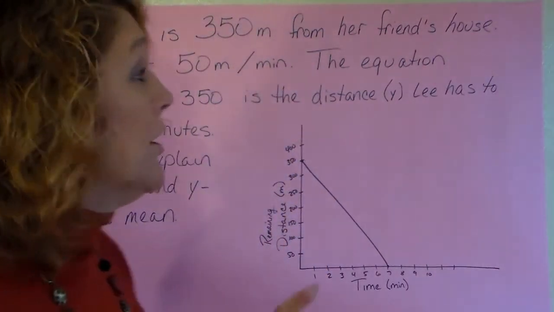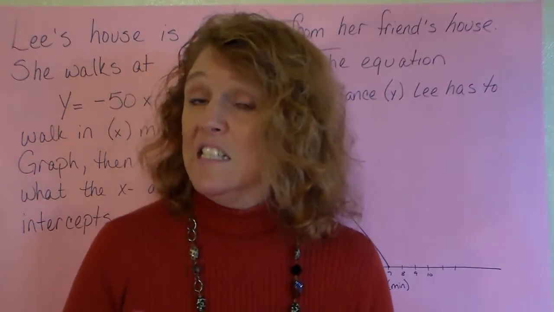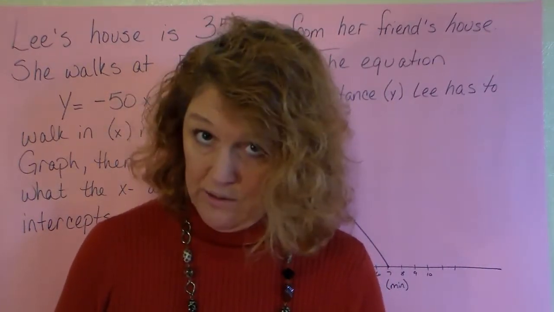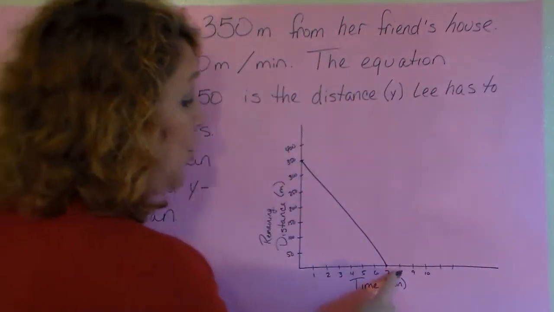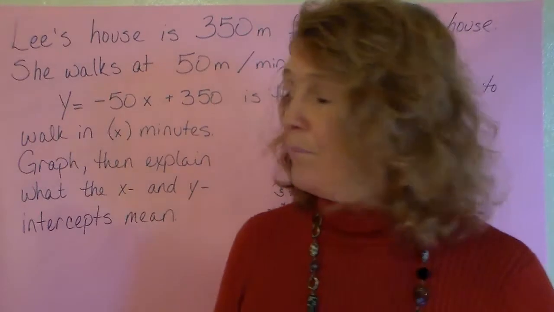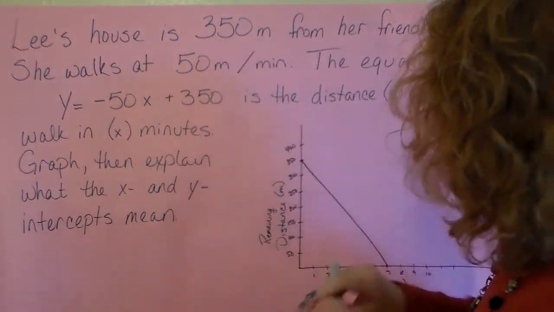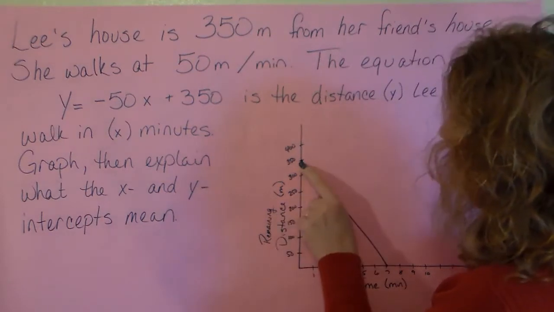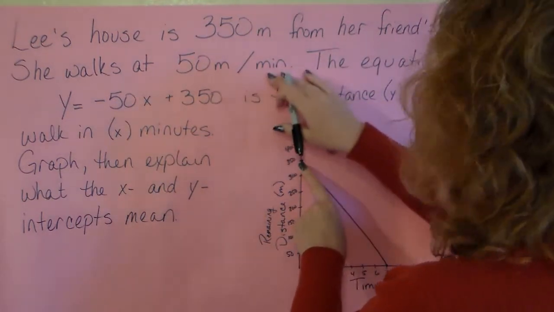So she started out at her friend's house and she's coming home, and it's the distance from her house. So she's going to start far away and go towards her house. Lee's house is 350 meters away. So we're going to start at 350 meters away, and she walks 50 meters per minute.